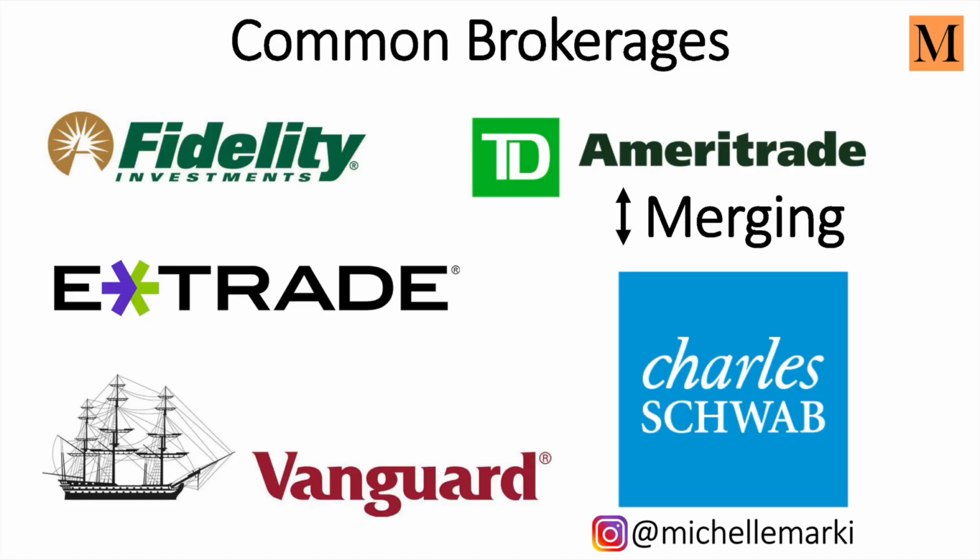To answer the where and how you can open a Roth and traditional IRA, there are common brokerage firms, also known as broker-dealers, where you can have these investment accounts, and some of them include Fidelity, E-Trade, Vanguard, TD Ameritrade, and Charles Schwab. But both TD Ameritrade and Charles Schwab are actually merging, so soon there will be a little bit less competition for some of these brokerage firms.